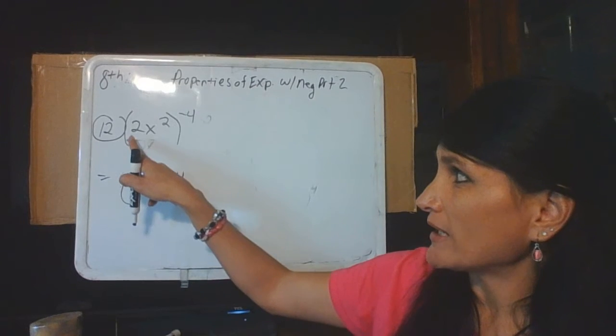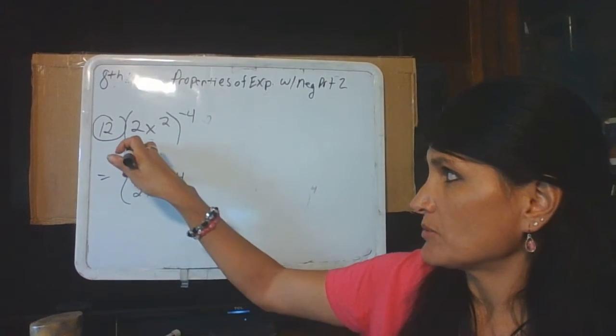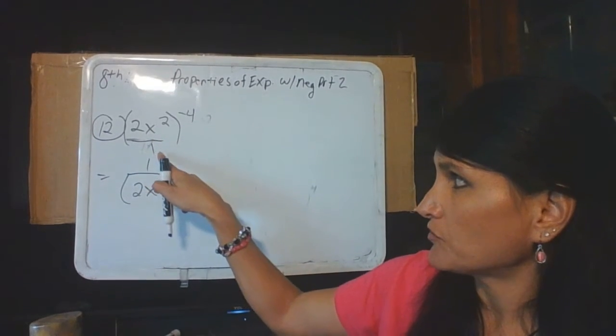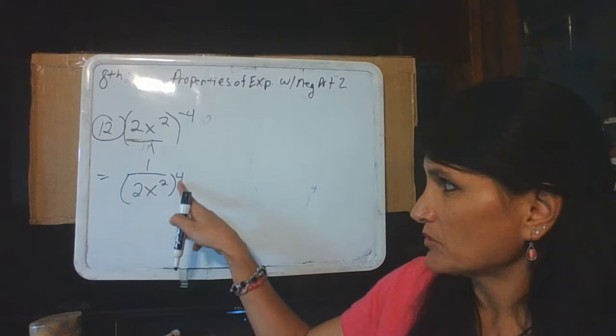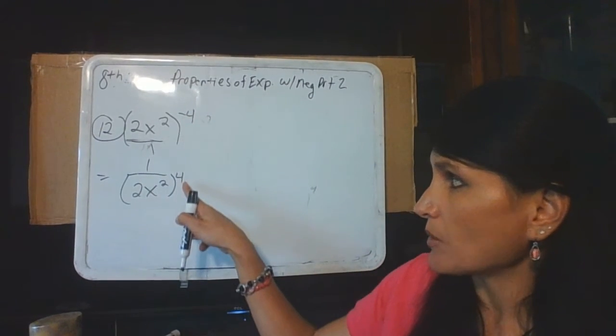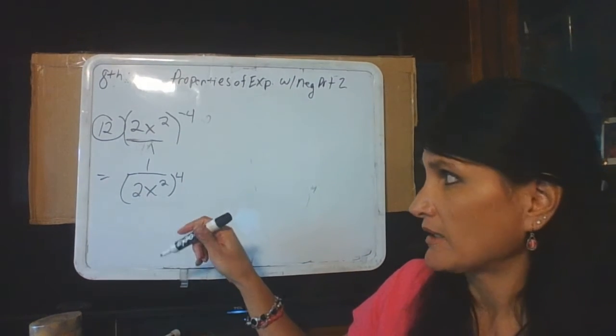Recapping number 12, we had 2x squared raised to the negative 4 power. We said that if we put a 1 here, we simply flip the fraction, put the 1 on the numerator, leave the bottom in parentheses, change the negative to a positive. So that's quite a few things going on, so please first make sure you understand that.